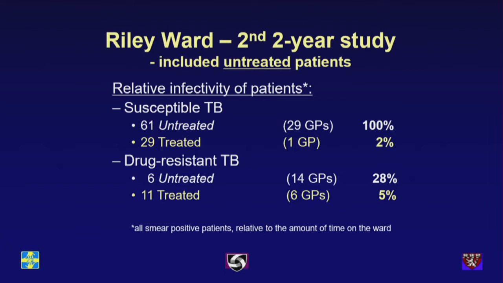Of the drug-resistant TB patients, there were many fewer to compare, and Riley didn't really comment too much on these numbers, that the untreated drug-resistant patients seemed to be less infectious, and the treatment, although it reduced transmission, the numbers again were small. But these numbers are not as small, and I think are quite believable and have been reproduced, as you'll see.